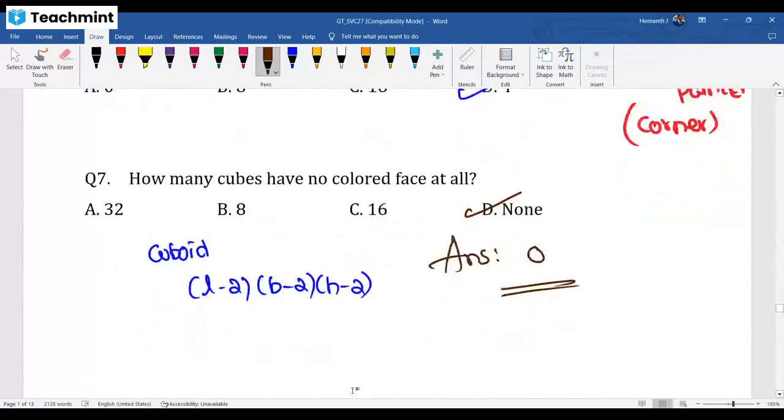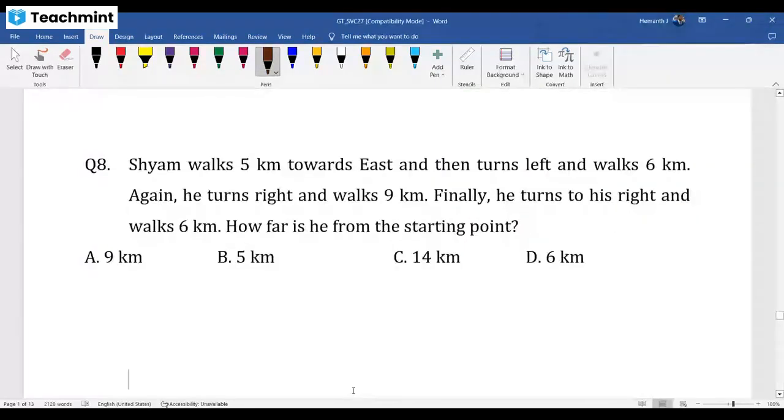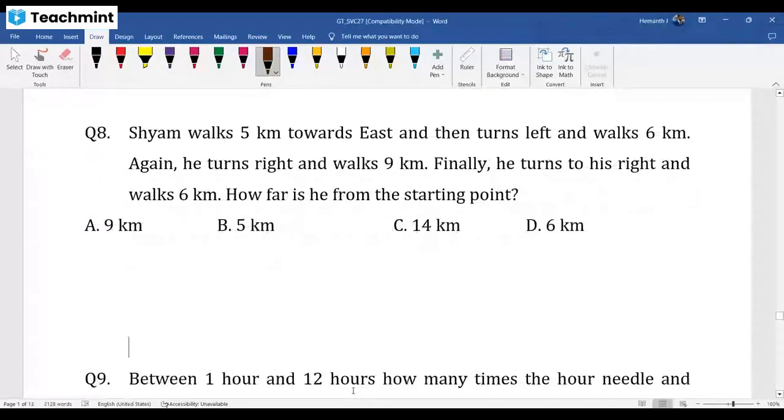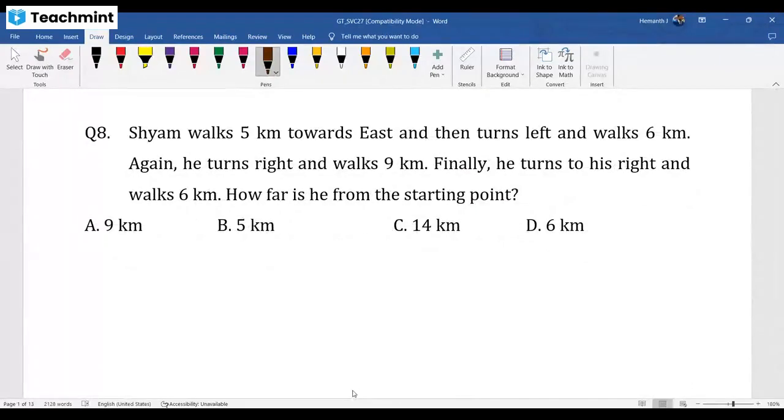Friends, here is the next question. Directions related. Sham walks 5 km towards east, then turns left. Without a diagram also you people can do it. I'll give you both approaches here. Sham walks 5 km east, then turns left. Left means anti-clockwise, north will come. Or you can try in a diagram, 5 km east, then turn left means this goes to north.